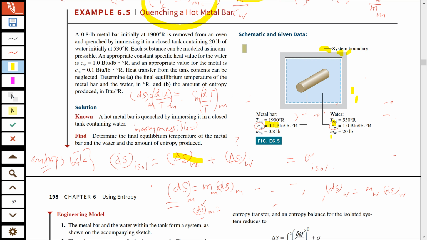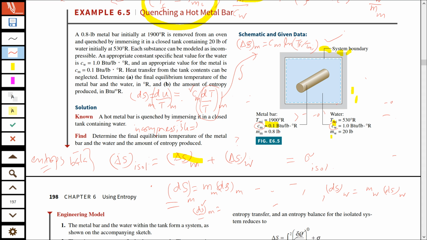So what should I do? I will now start with this equation. I will integrate this, and that will give me delta entropy, small s, for metal, and cm is out of the integral. The integral of dt over t, if you remember, will be log of temperature, where the final temperature is Tf and the initial temperature is Tmi. So log of Tf over Tmi is the difference, and I got this.